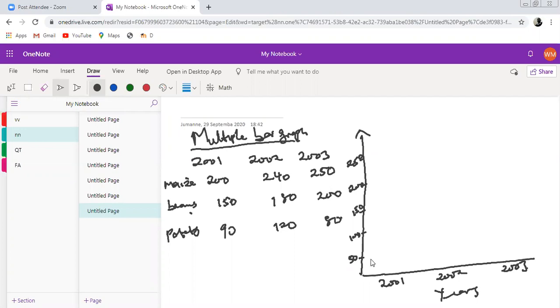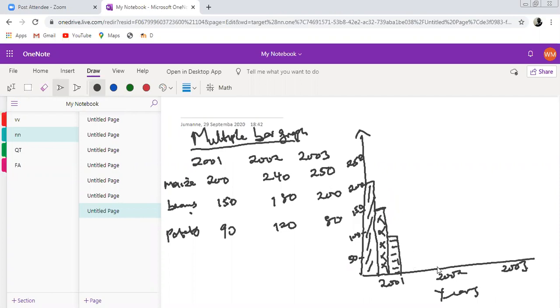So if we were to draw this, this is how they will appear. For 2001, the maize is 200, so we can come all the way up to 200. The beans is 150. They are actually joined. For that particular year, you make sure that they are joined together. For the beans, it is 150, and then for potatoes is 90. You have them like that. So we can say that this is for maize, this is for beans, and this is for potatoes. So you make them joined like that.